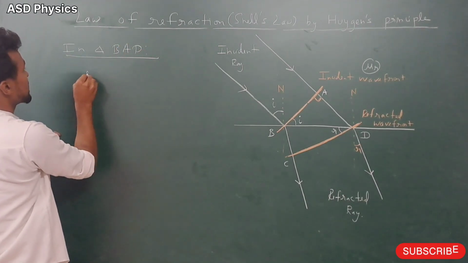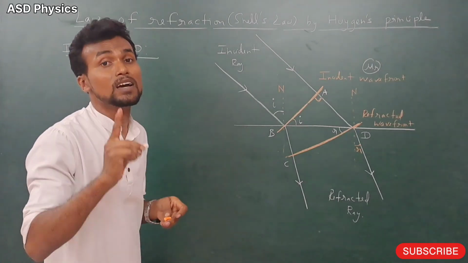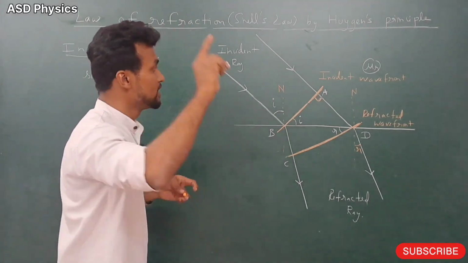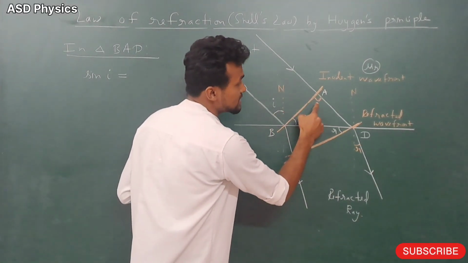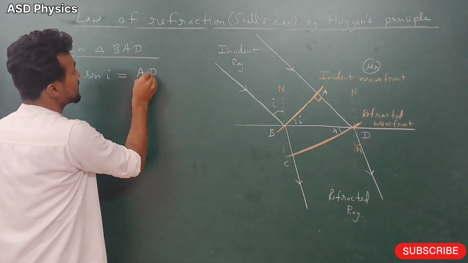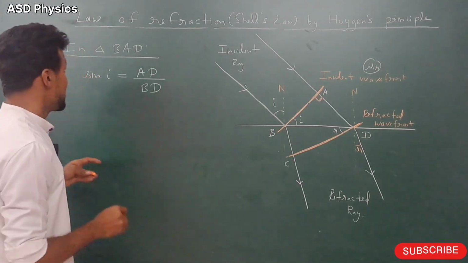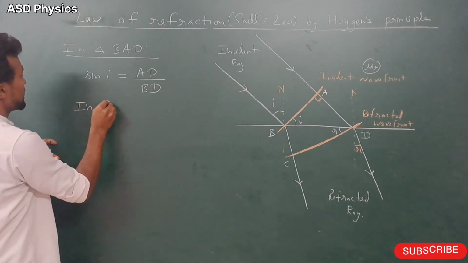So here in this triangle, sin I how much is? Sin I is always given by opposite by hypotenuse. So here opposite is what? This AD. Hypotenuse is what? BD. So sin I, what can we write here? AD by BD. Correct? Is it? Yes.